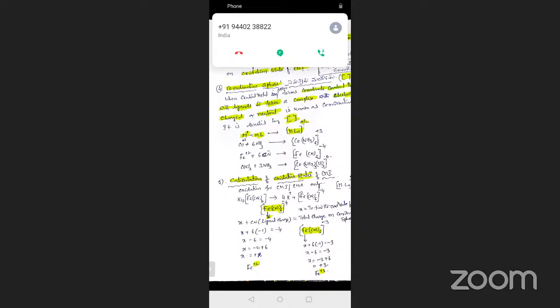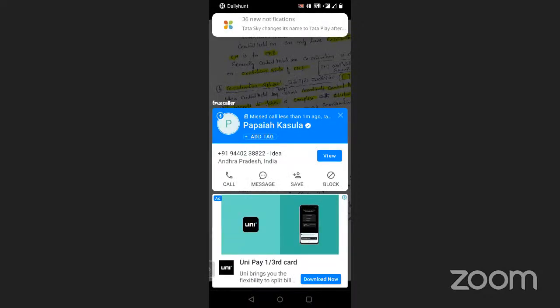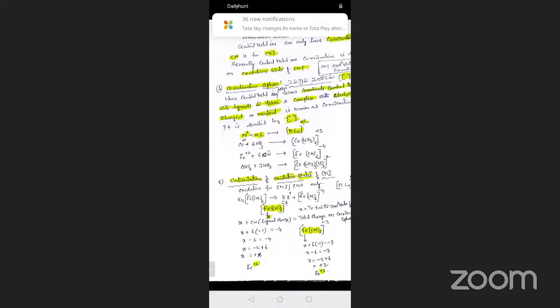CoCl3 with ammonia, here 3 moles, ఇక్కడ 3 ammonia ligands, 3 chloro ligands ఉన్నాయి కాబట్టి total 6. So the coordination number is 6. ఈ స్క్వేర్ బ్రాకెట్ ని ఏమంటామంటే కోఆర్డినేషన్ స్పియర్.